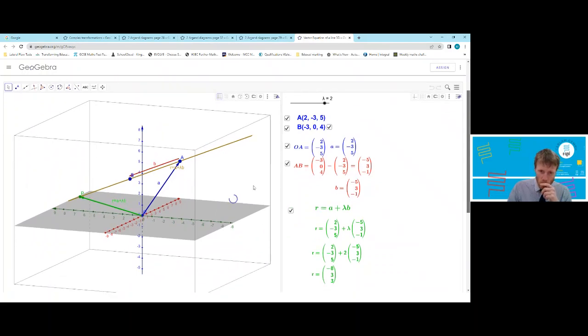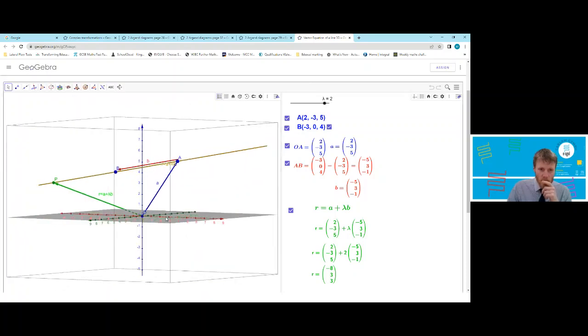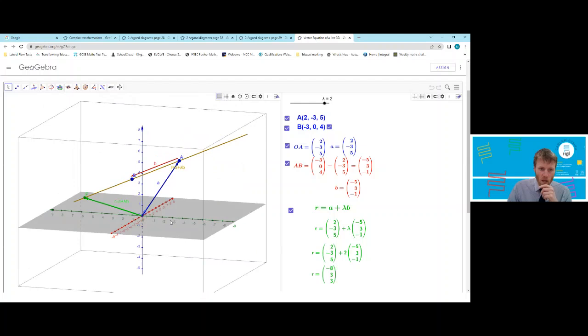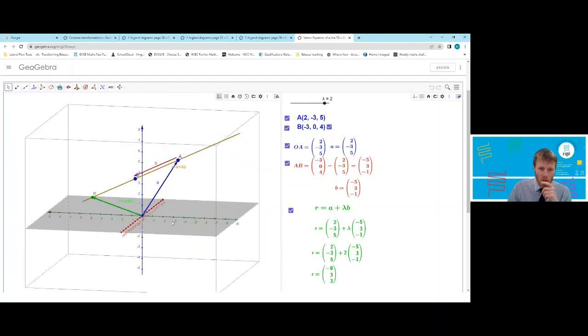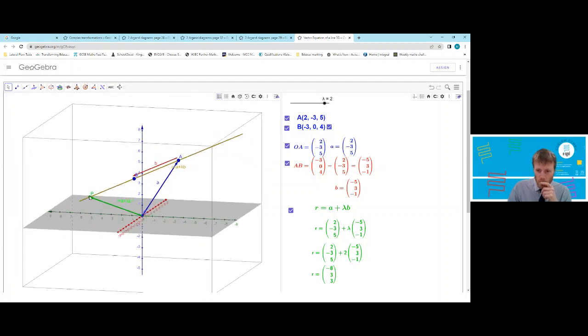Just wait for it to load. There we go. So we have this line. You can see the point P here. The vector equation of the line is given down here. All the stuff above it is the mathematics to create the vector equation of the line. As I change lambda, this number here, it's going to move where I arrive on the line.